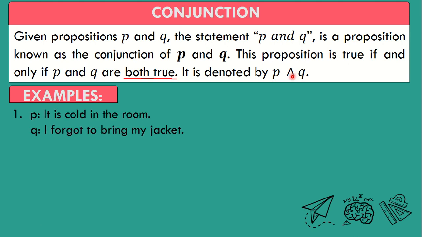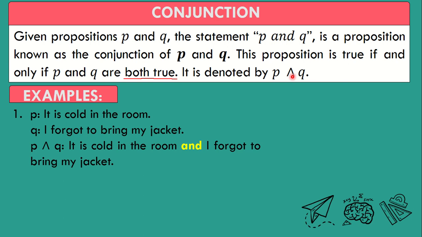For instance, we have proposition P: it's cold in the room, and proposition Q: I forgot to bring my jacket. If we have the conjunction, it is cold in the room and I forgot to bring my jacket. Here in our illustration, we only limit it to two simple propositions, but you can have three or more for the conjunction. And still, the requirement is all should be true for that to become true.